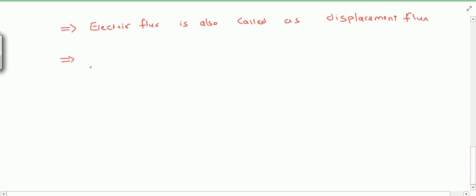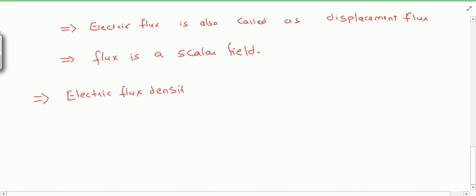अब ये जो इलेक्ट्रिक फ्लक्स है, it is a scalar field basically. ठीक है, ये जो फ्लक्स है, flux is a scalar field. सो यहाँ पे एक वेक्टर क्वांटिटी भी होती है जिसको बोला जाता है इलेक्ट्रिक फ्लक्स डेंसिटी. इसको डिनोट किया जाता है, क्योंकि ये वेक्टर क्वांटिटी है, डी से डिनोट किया जाता है, और वेक्टर के लिए डी वेक्टर. ठीक है, ये इलेक्ट्रिक फ्लक्स डेंसिटी एक वेक्टर क्वांटिटी है.